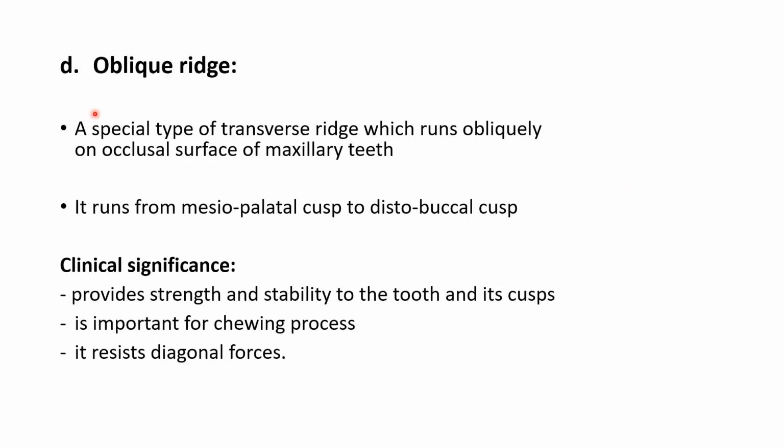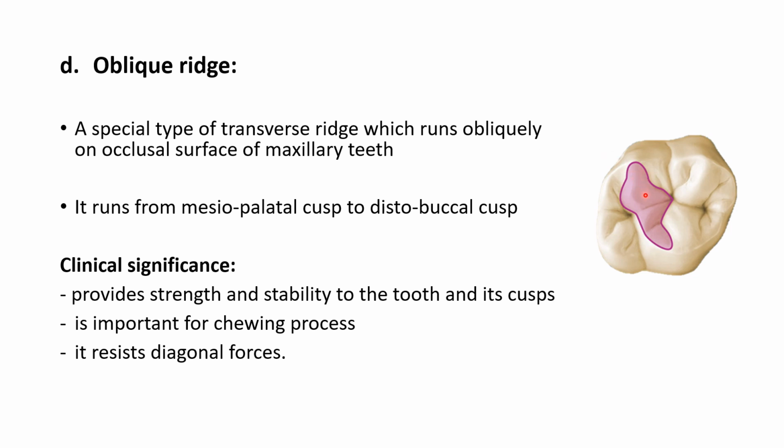Now the oblique ridge. It is a special type of transverse ridge which runs obliquely on the occlusal surface of the maxillary tooth. A transverse ridge runs from the buccal surface to the lingual surface. This is also running from buccal surface to lingual surface, so it can be considered a part of a transverse ridge. But the only thing is, it is not going straight, it is running obliquely, so that is why it is called an oblique ridge.